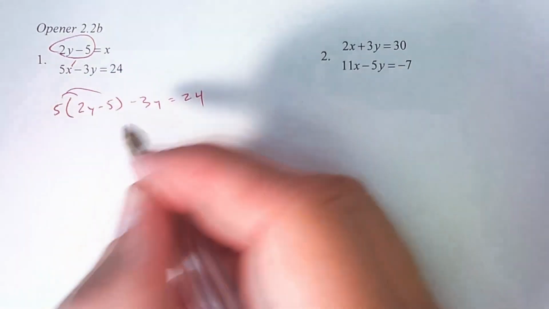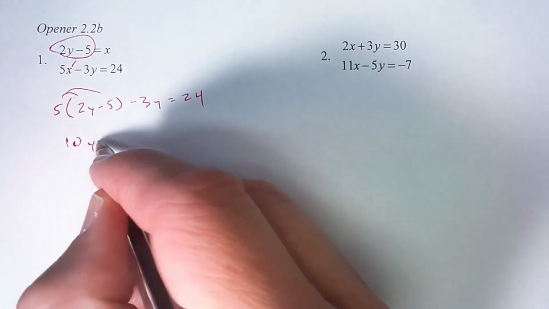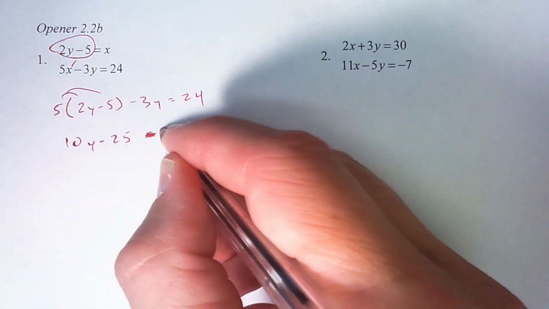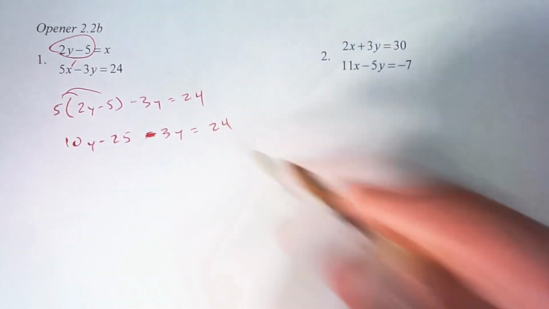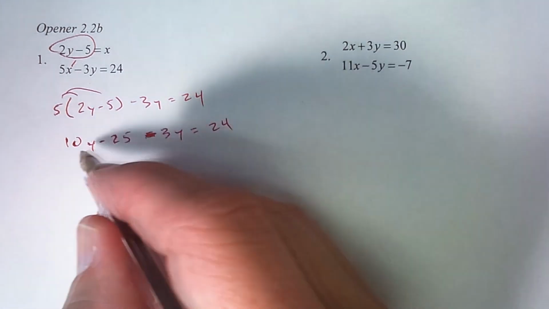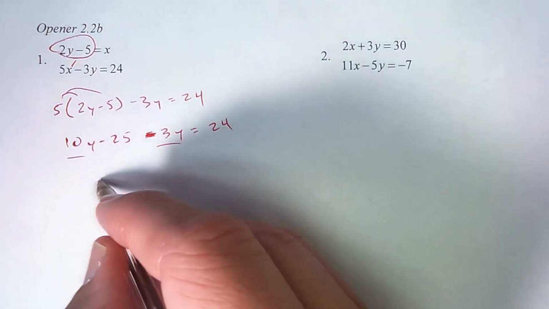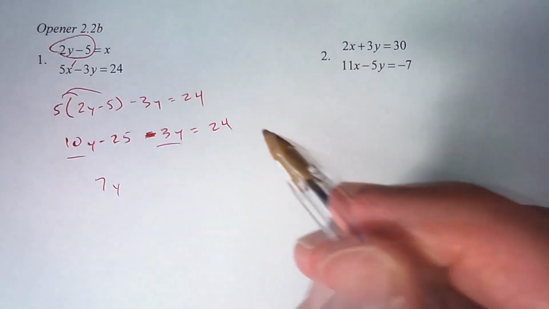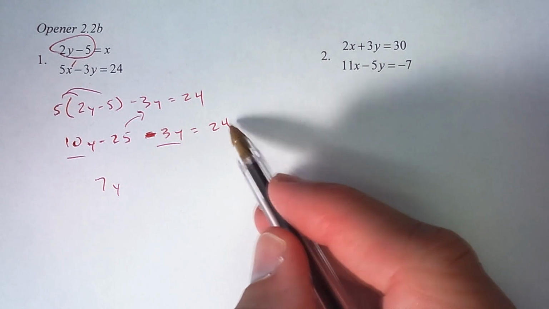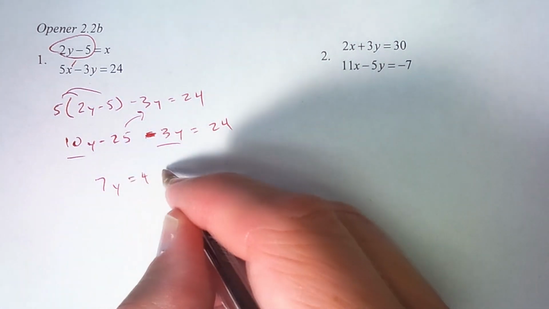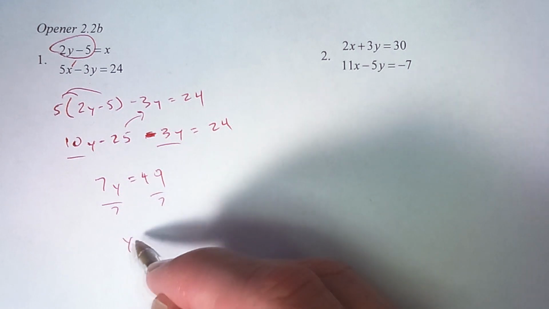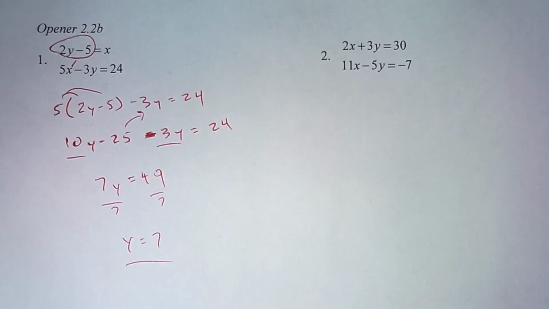Then we'll distribute this 5, 10y minus 25 minus 3y equals 24. Okay, I've got some like terms here. 10y minus 3y is 7y. And I can add this 25. 25 plus 24 is 49. And I'll divide by 7 and get y is 7.